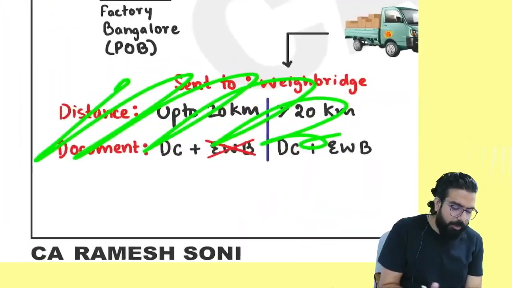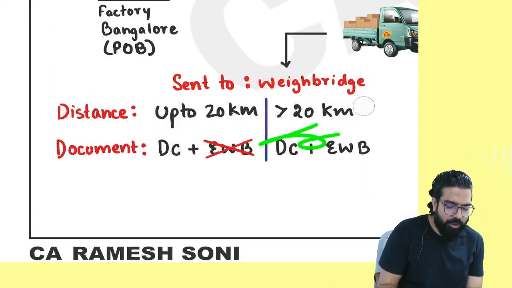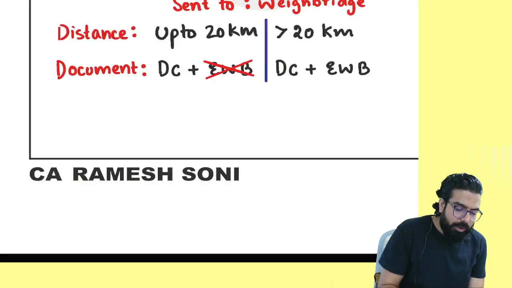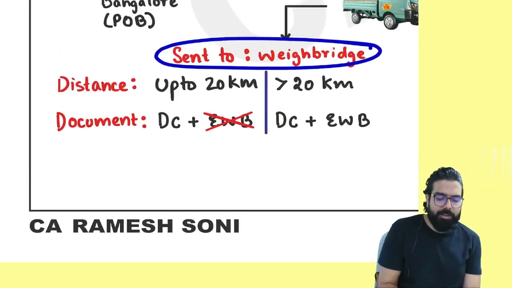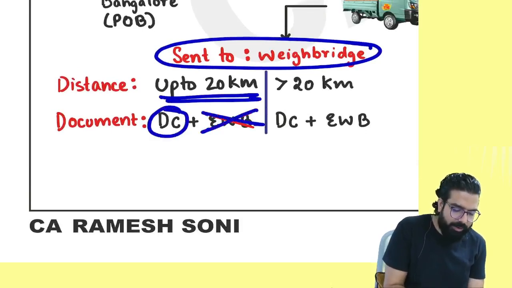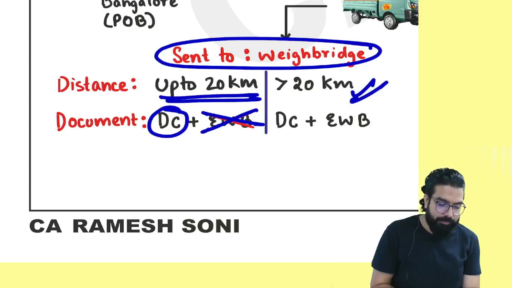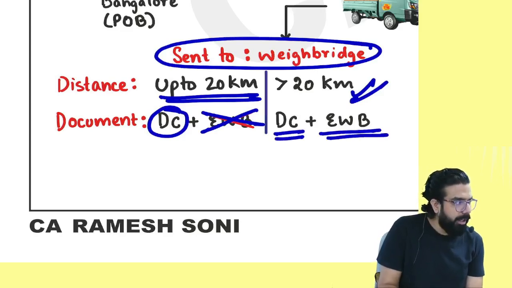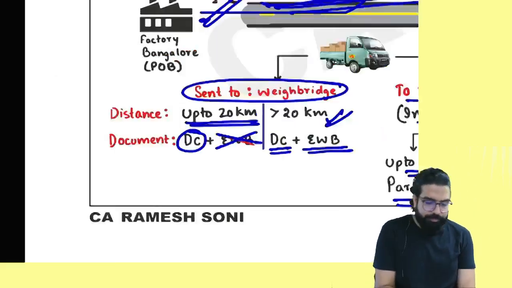Everyone, one small point over here: whenever you are sending your goods to a weighing bridge, always remember, if the distance is up to 20 kilometers, e-way bill is not required. You can send along with the delivery challan. But if the distance is more than 20 kilometers, delivery challan plus e-way bill both are required.